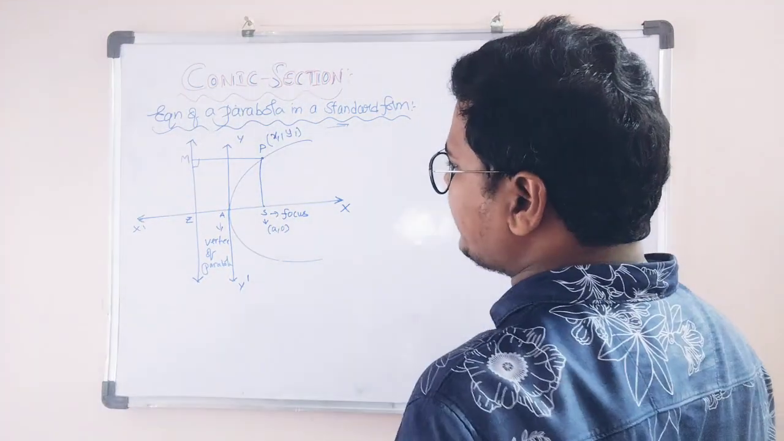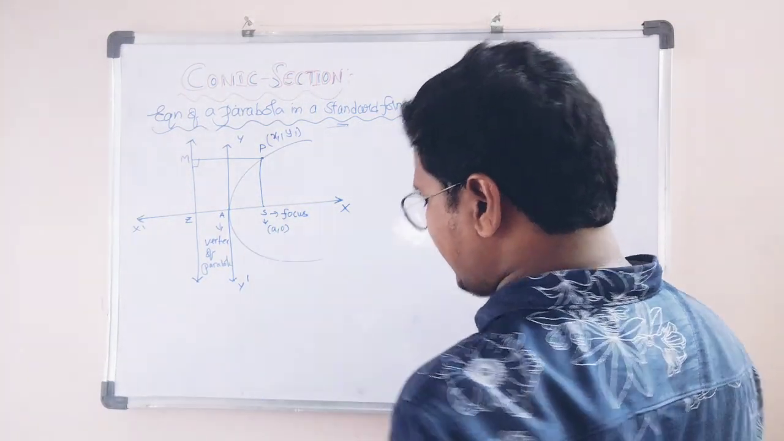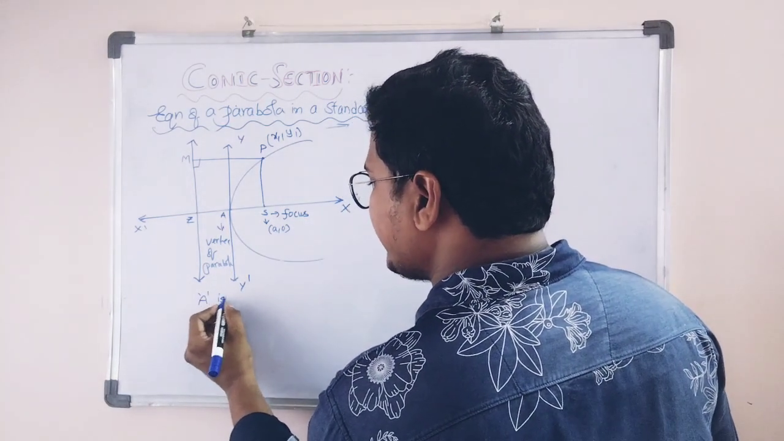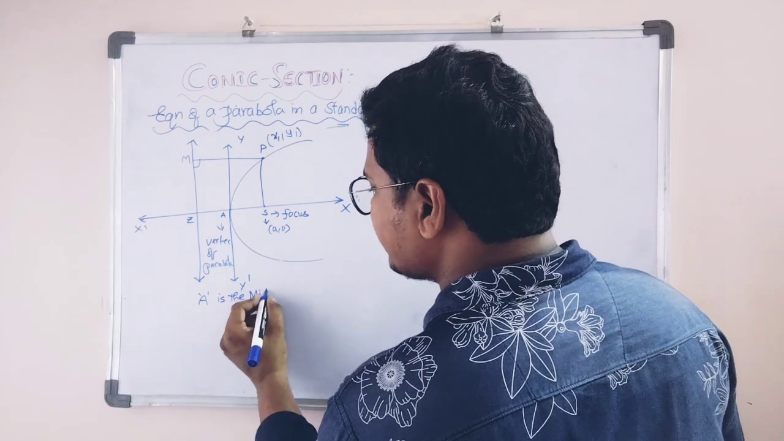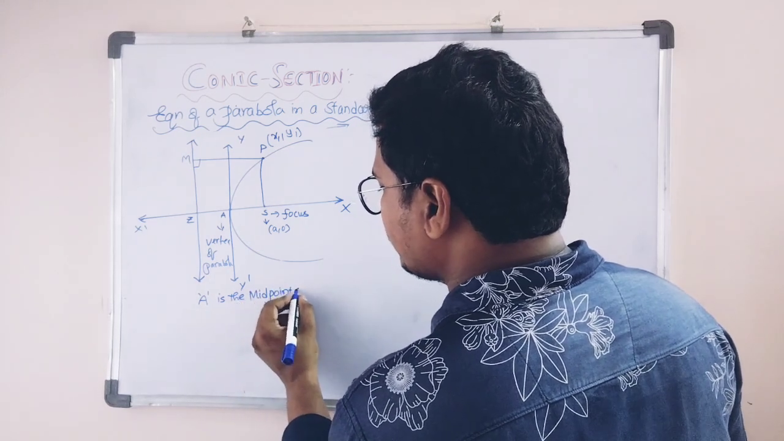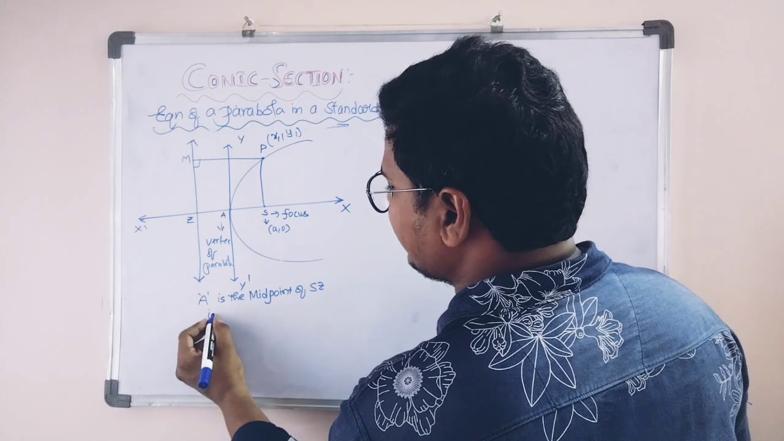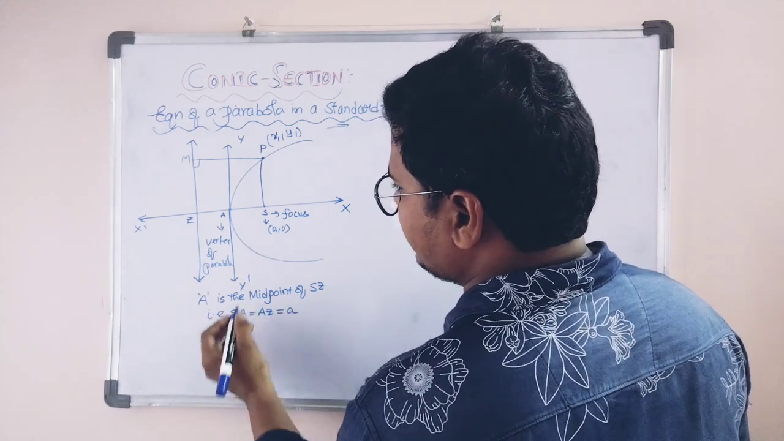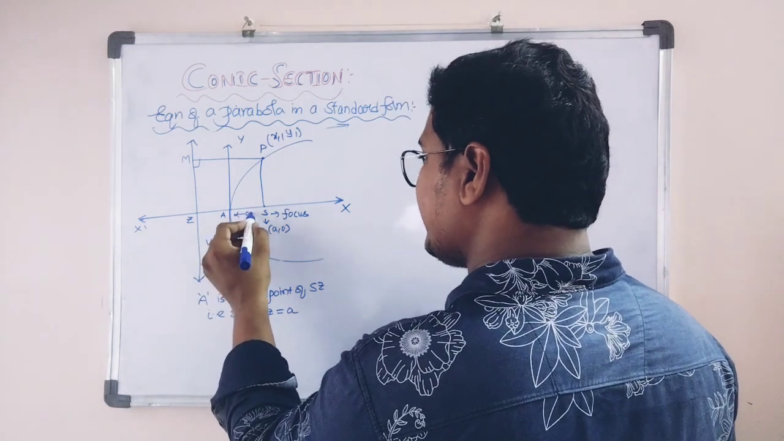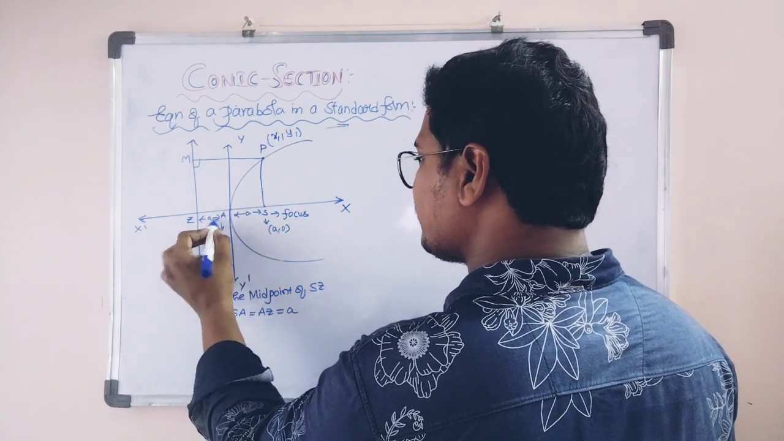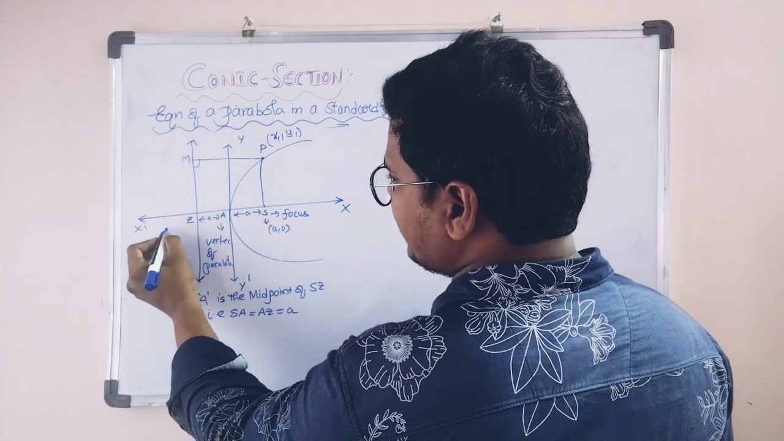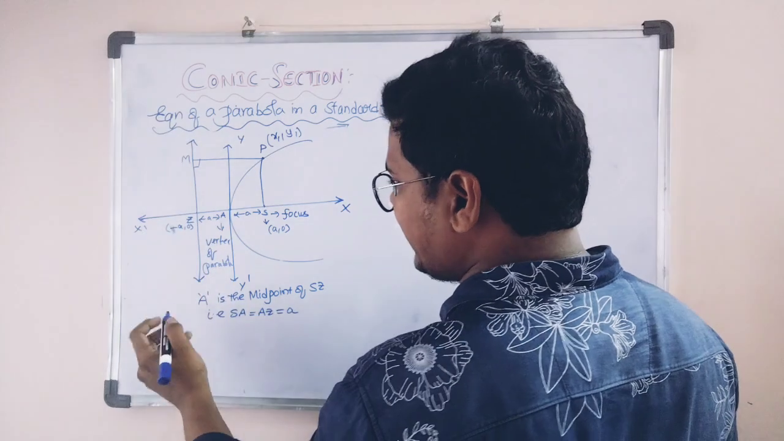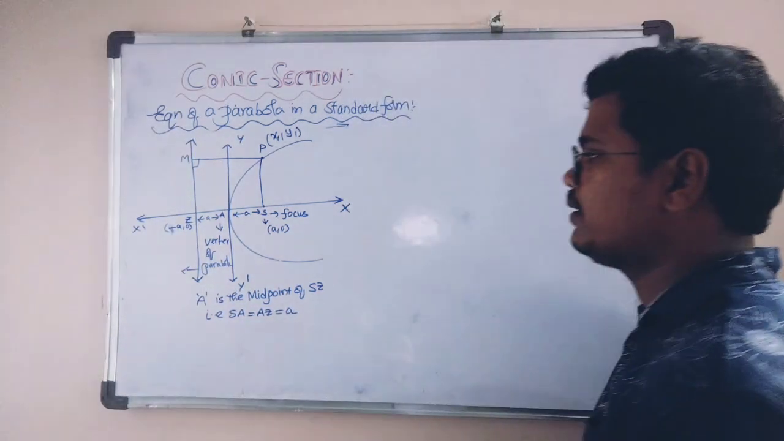Now S is (a, 0). A is the midpoint of SZ, that is, the length SA is equal to AZ, which is equal to small a. If S is (a, 0), what about Z? It becomes (minus a, 0), and this is a vertical line.